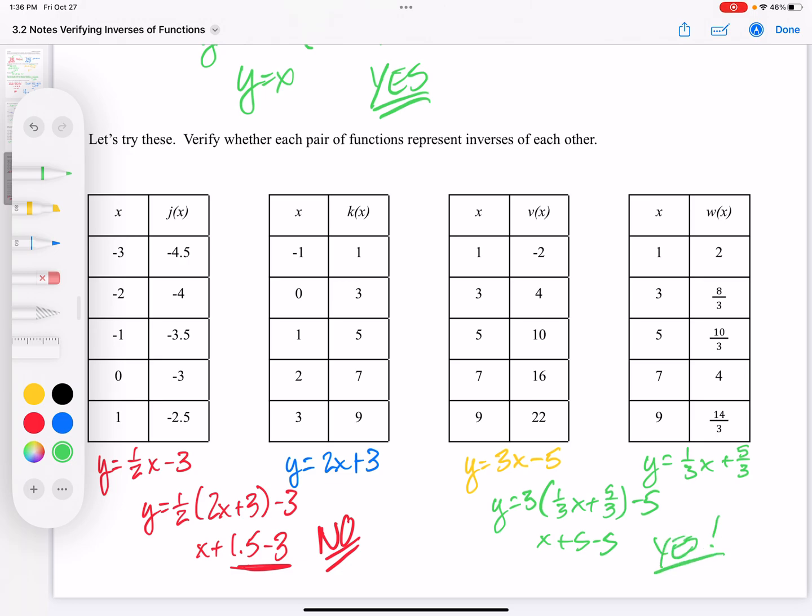All right? So when you're given the data in the table, do linear regression, figure out what the equation is, plug the inverse into the original equation, and Bob's your uncle.